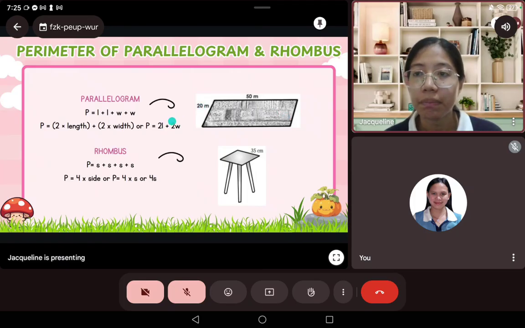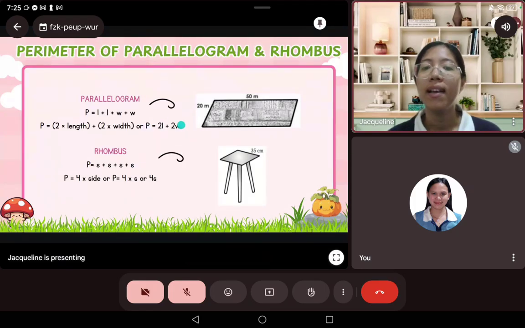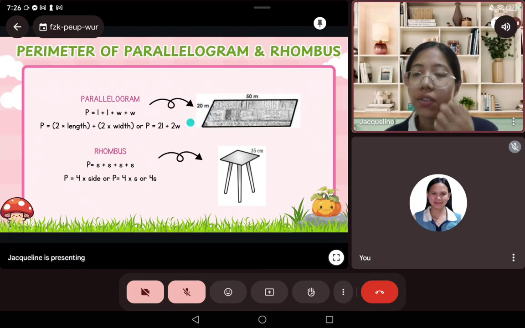Do you understand, class? Alright, very good. But for you to better remember the formula of the parallelogram, we can also use this one. This is the easiest one. So we have P equals 2L plus 2W. All you need to do, class, is to multiply 2 times the given length, which is 50, and 2 times the given width, which is 20.